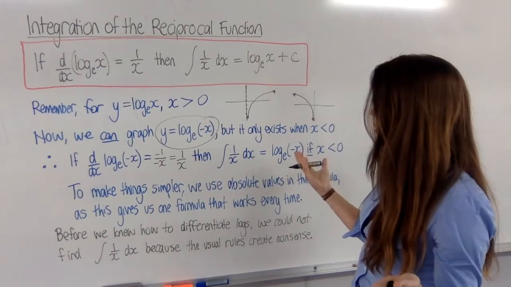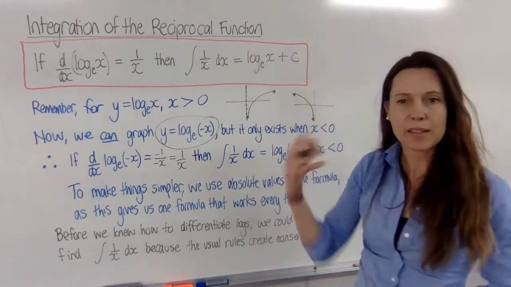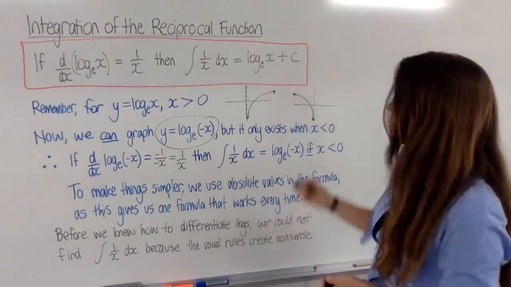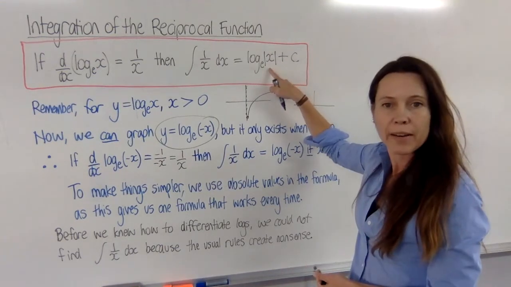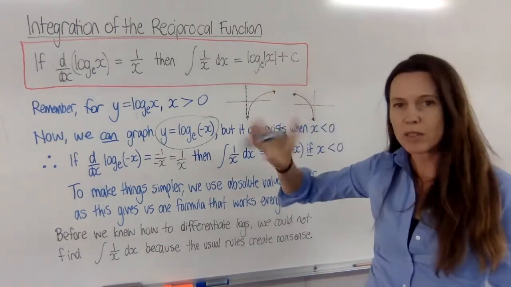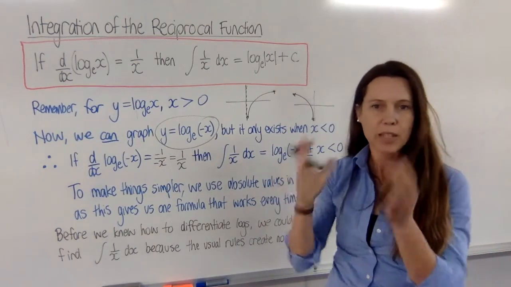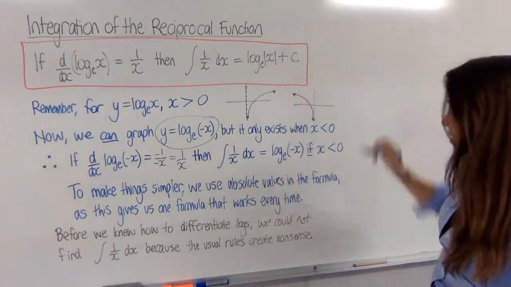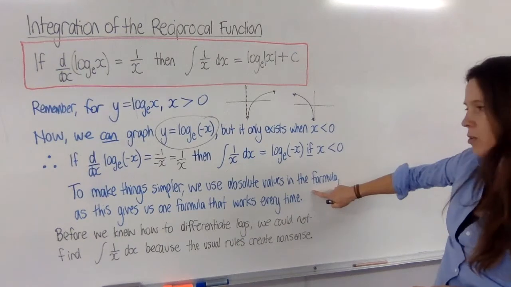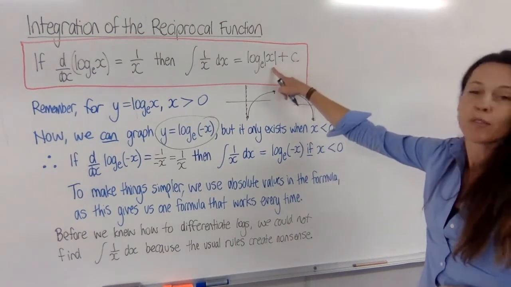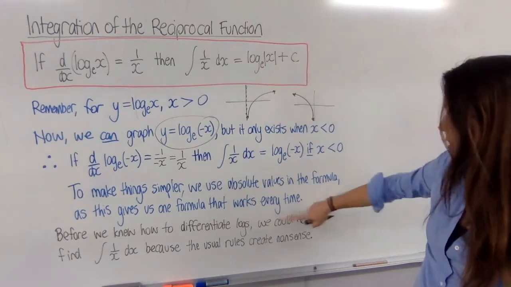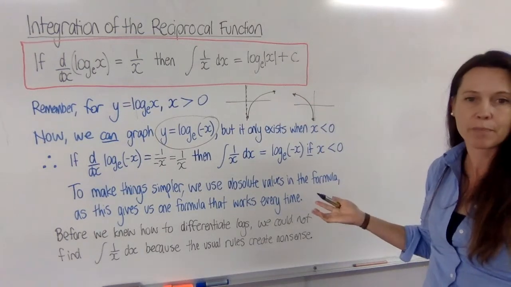What to do? Well, they're very similar. One's x and one's negative x. So what we do to get around it is we put absolute value brackets on our x here, acknowledging that if it's positive or negative, doesn't matter, we just take the positive version of it, and that gets us around this problem. So that's what I've written here. To make things simpler, we use absolute values in the formula. And this gives us a formula that works every time, okay?